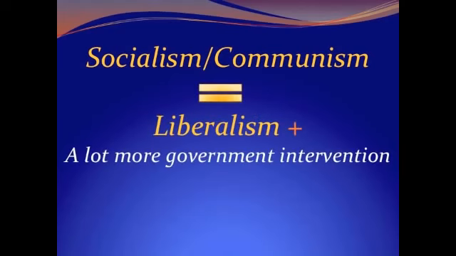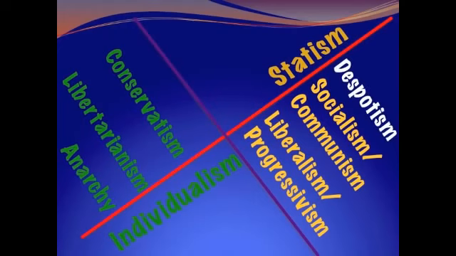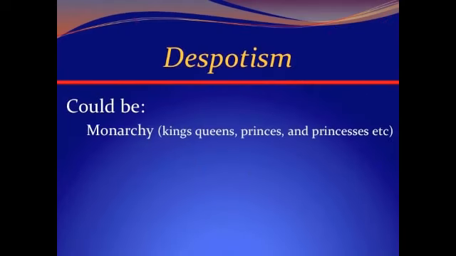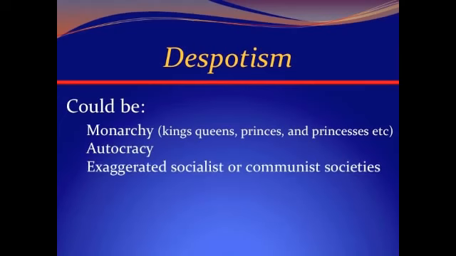I should mention, however, that in each of these systems, there are varying degrees of intensity. Not all socialist or communist governments incorporate all of the policies I've mentioned. Every government is a little different, as one would expect. The very last step over would be despotism. This is basically where a dictator is in charge that quite literally does anything he wants. It could be a monarchy, kings, queens, princes, princesses, etc., an autocracy, or even an exaggerated socialist or communist society.